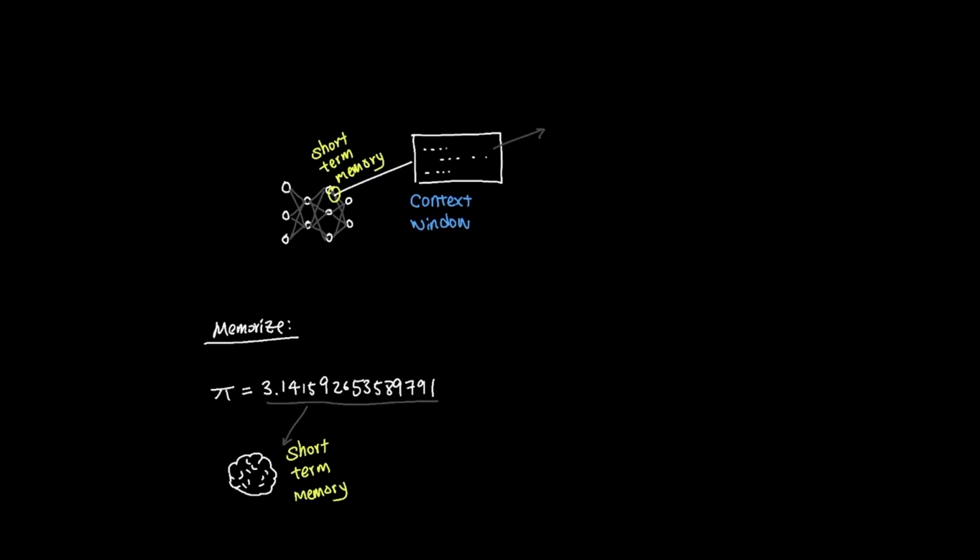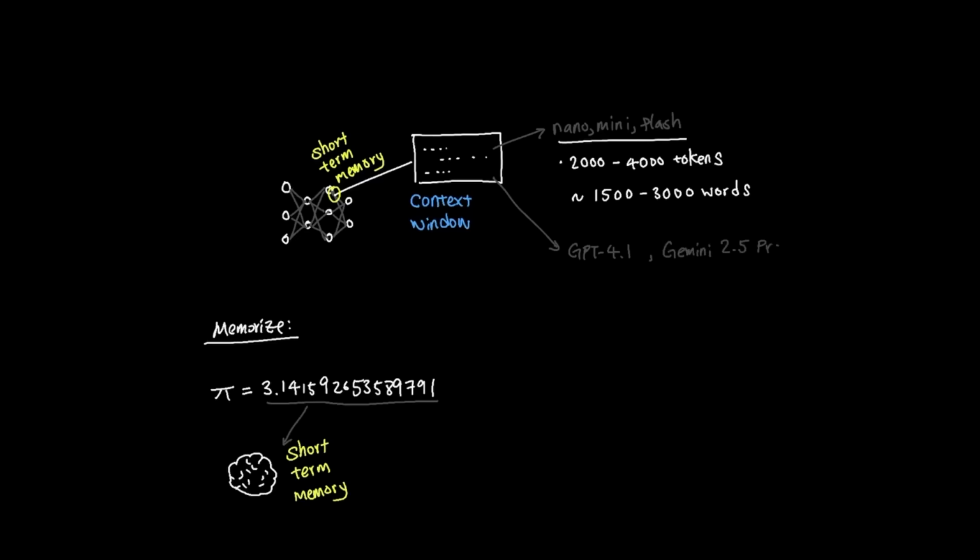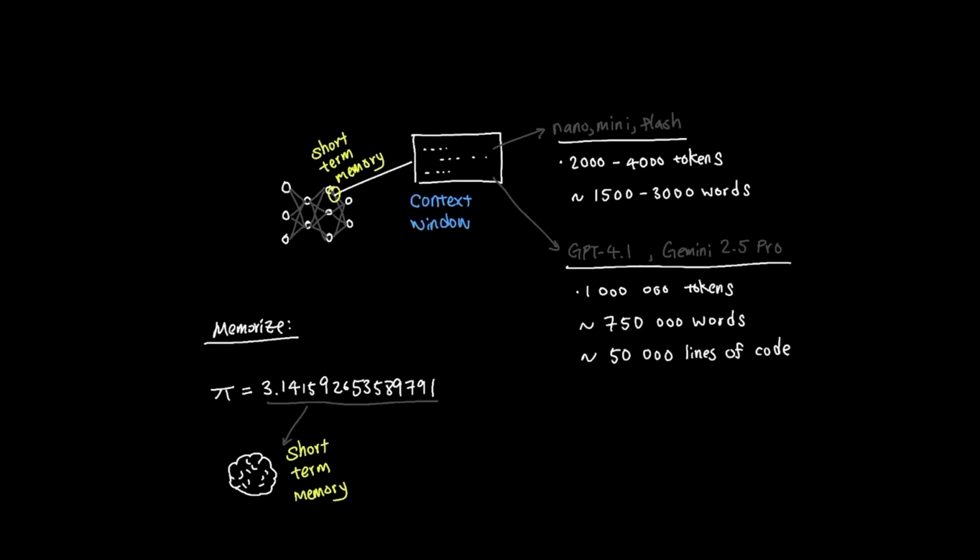For example, a lot of nano, mini, and flash models can have very small context windows, in the size of 2,000 to 4,000 tokens, which amounts to about 1,500 to 3,000 words. Conversely, bigger models like GPT 4.1 and Gemini 2.5 Pro offer context windows up to 1 million tokens, which is equivalent to roughly 750,000 words or 50,000 lines of code.